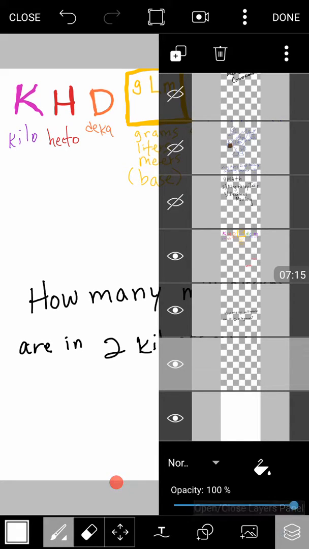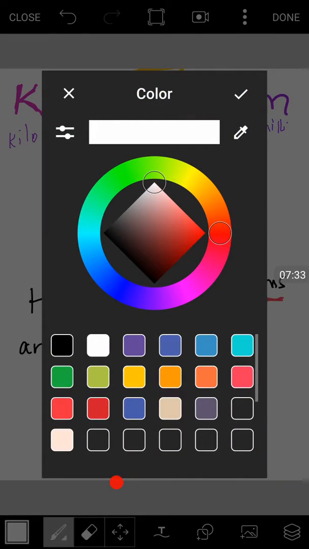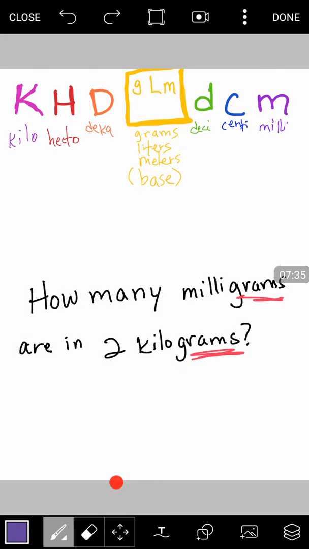All right, so the question said, how many milligrams are in 2 kilograms? If I use the King-Henry table itself, what I would do is just write in the given information and move the decimal to where I'm trying to get to. What do I mean by that? Well, the question said how many milligrams you have in 2 kilograms. So we're going to write the given.